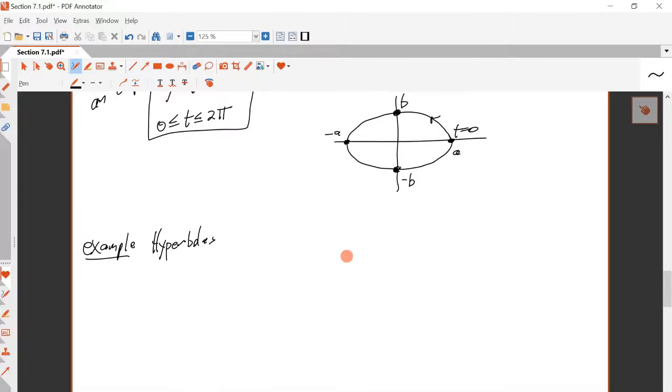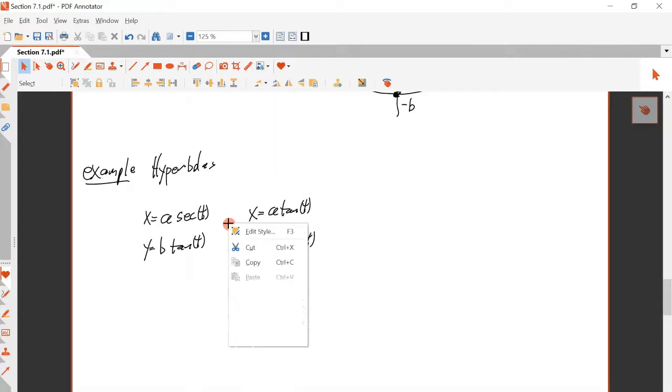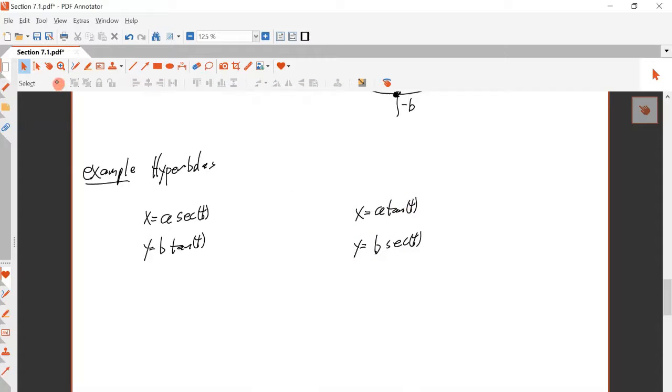So now there's two ways of defining a hyperbola. x is equal to a secant t, y is equal to b tangent t, or x is equal to a tangent t, y is equal to b secant t. All right, so that's two hyperbolas. These are the parametric equations for the hyperbolas.